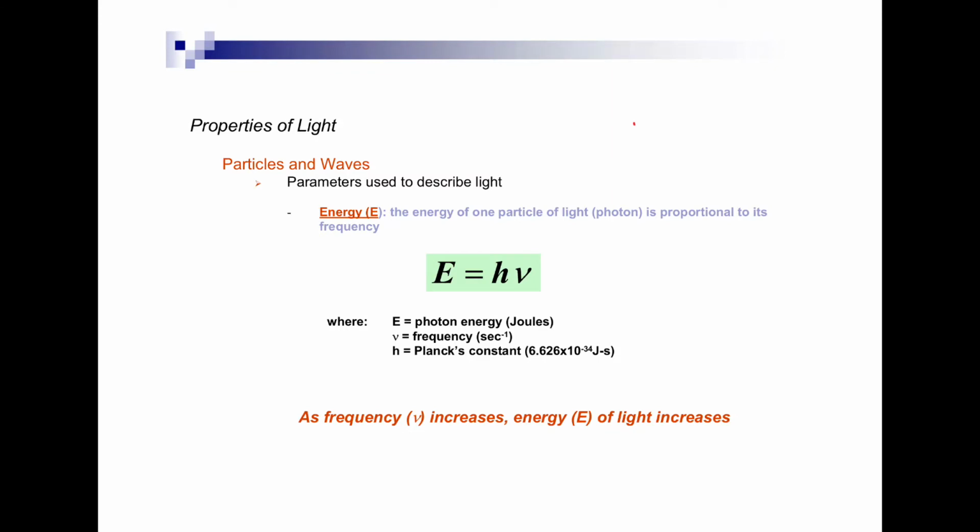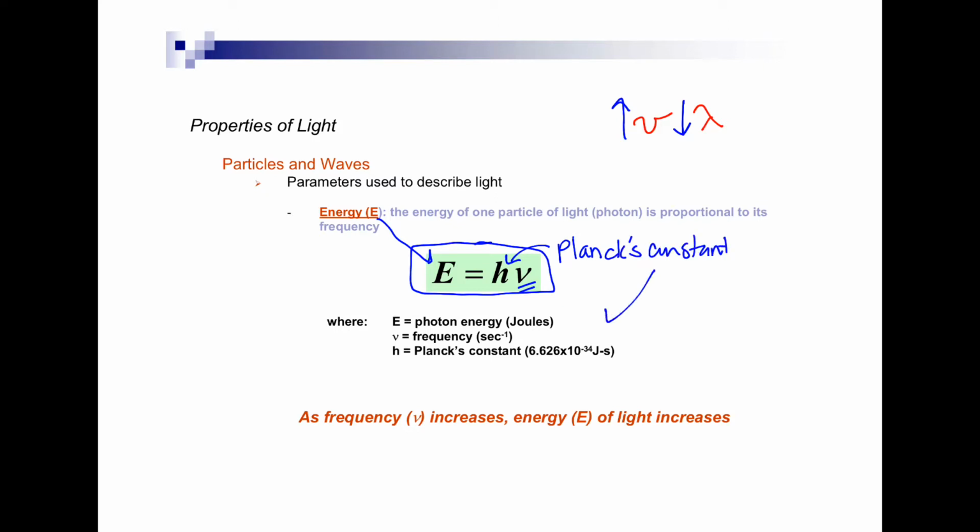Just as frequency and wavelength are inversely proportional, as one goes up, the other goes down, they are also related to energy, and they're related to energy in this way. The energy of light, that's E there, is related to the frequency, and this is Planck's constant. And we have the value down there.